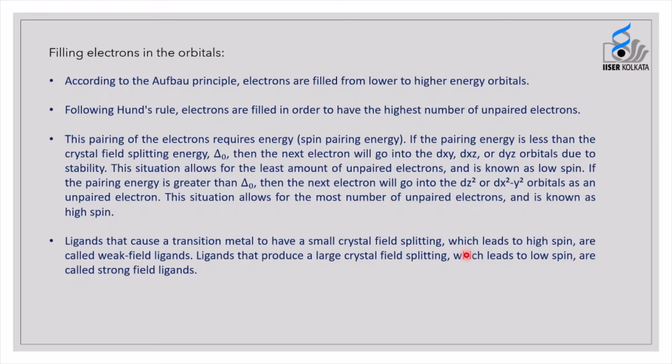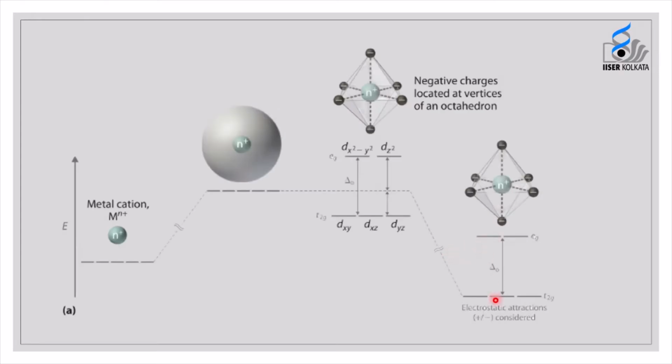Now, if the pairing energy is less than the crystal field splitting energy. What is this splitting energy, the delta O symbol? This O denotes octahedral, and delta O is the energy gap between those both Eg and T2g, which we have seen in the previous slide. This gap is delta O, and this is the splitting energy gap. To go from here to here, we need to cross this energy barrier. That is the delta O.